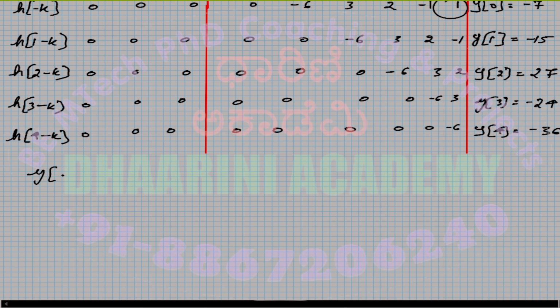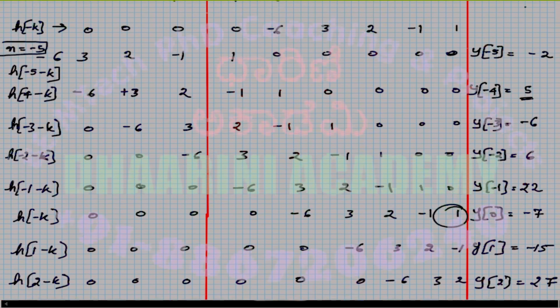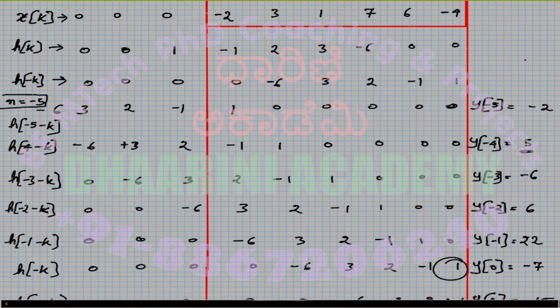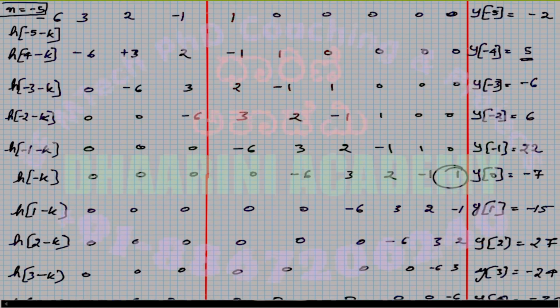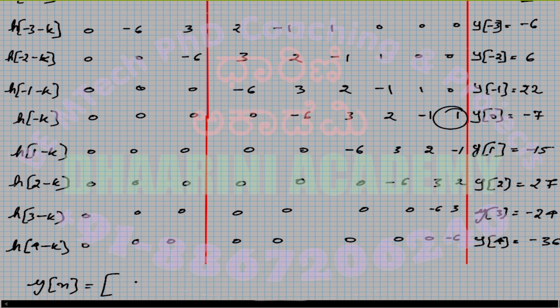So this is y of n, the result, equal to, what's the first sample? I'll show you that. Okay, we started from minus 5, right? So this is minus 2, 5, minus 6, 6, 22, minus 7, minus 15, 27, minus 24, and minus 36. Okay, so this is what we got.